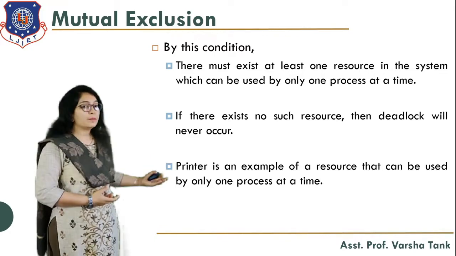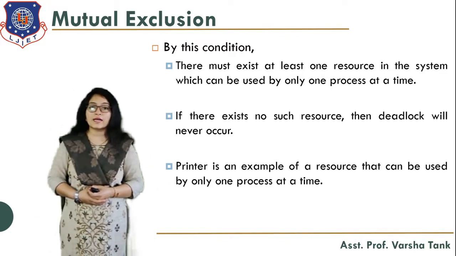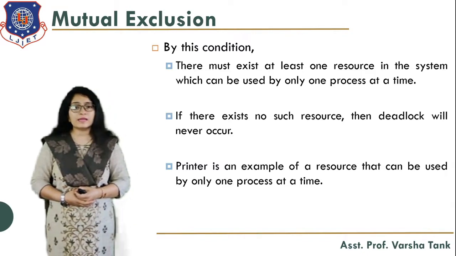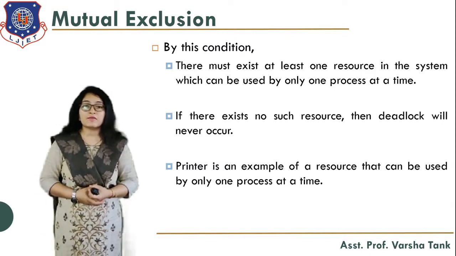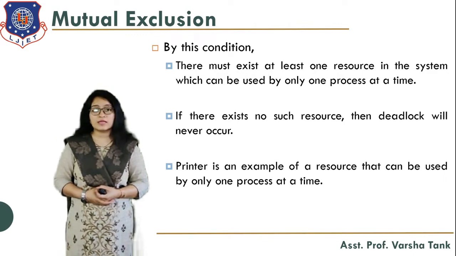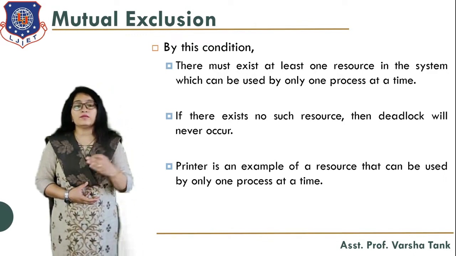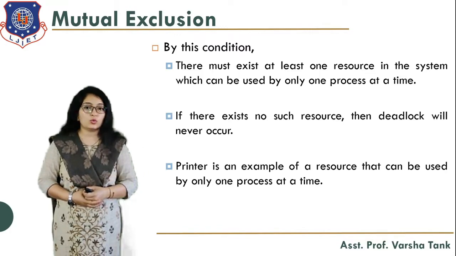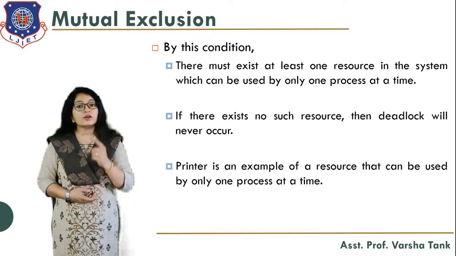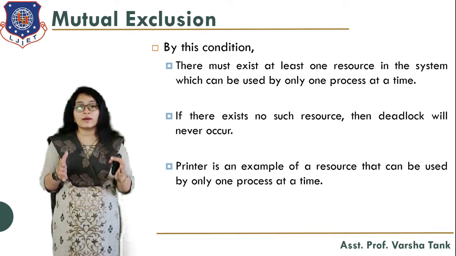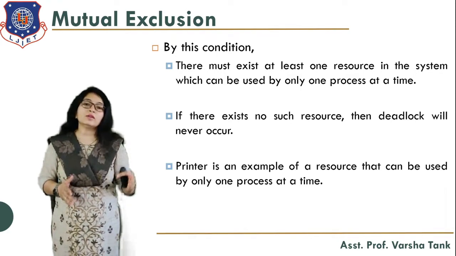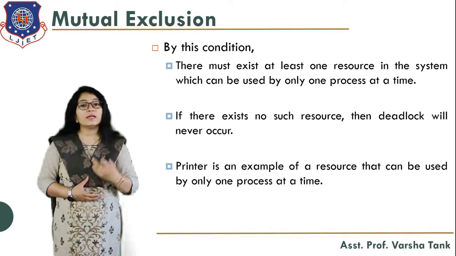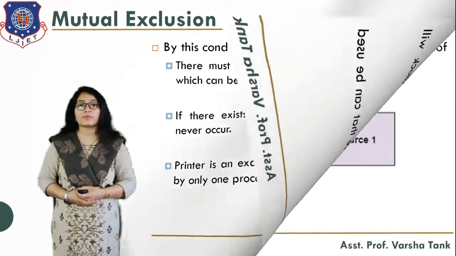Here, the printer is an example of a resource that can be used by only one process at a time. Is it possible that there are 5 processes and all 5 can use the printer at the same time, so the printer prints one page from one process and another page from another process? No, that is not possible. The printer will first print the entire document of process 1, then it will print the entire document of process 2. So we can say the printer is a non-shareable resource.